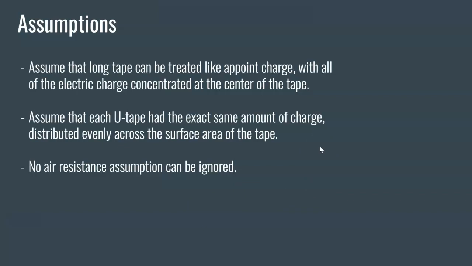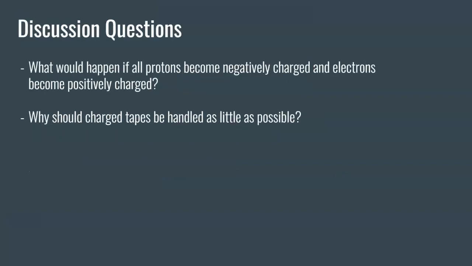For assumptions, you assume that the long tape can be treated like a point charge with all the electric charge concentrated at the center of the tape. And then you assume that each U tape had the exact same amount of charge distributed evenly across the surface. Both of these aren't really true in real life at all. Obviously, a piece of long tape isn't going to have a charge located at a single point, and the U tape is probably not going to have the exact same charge. For the no air resistance assumption, that assumption can be ignored as both pieces of tape in this experiment were static.